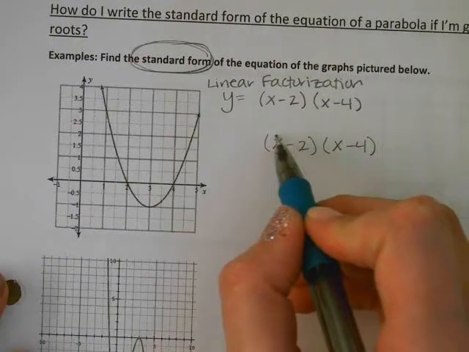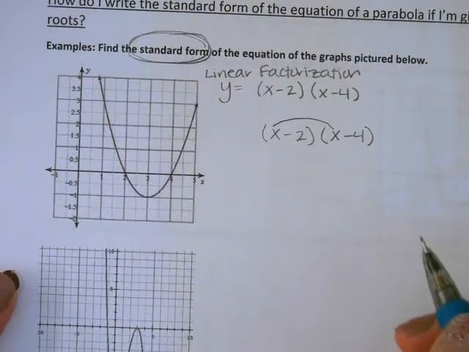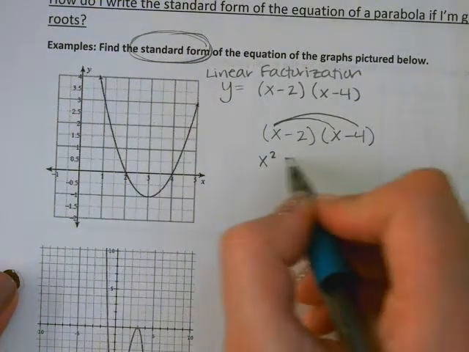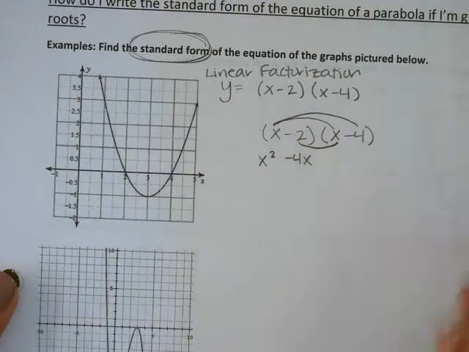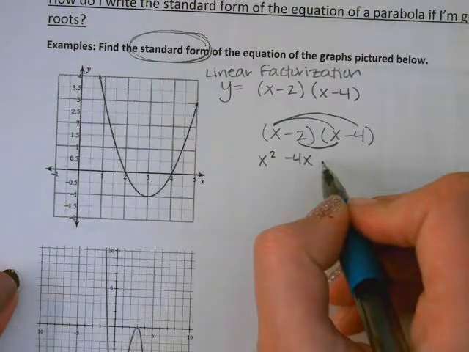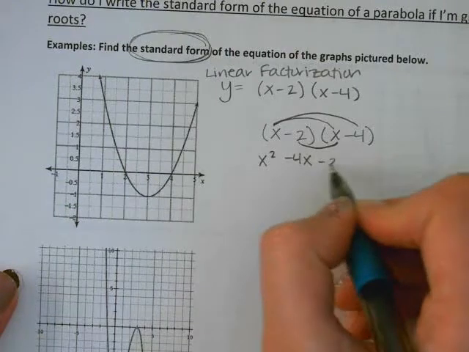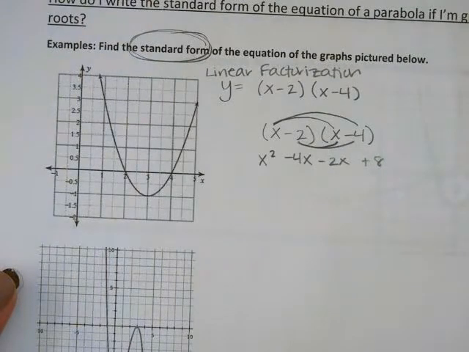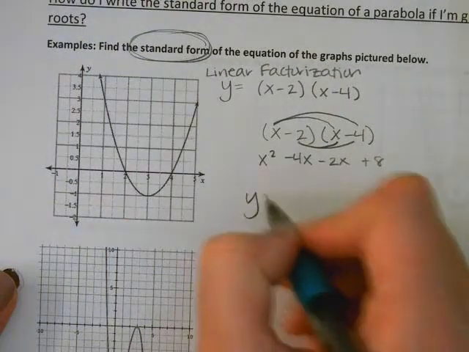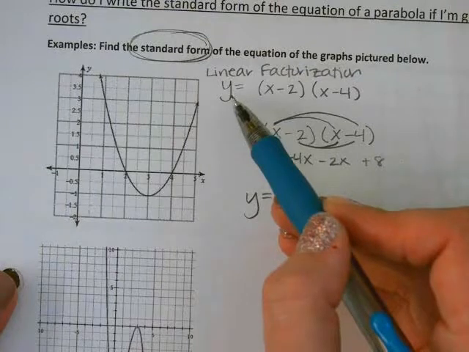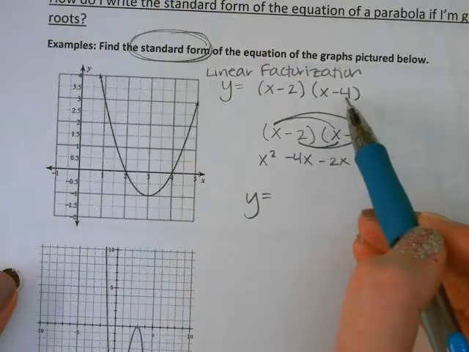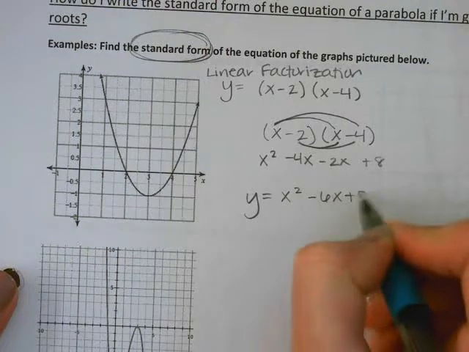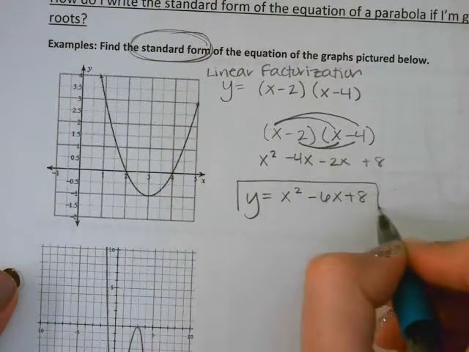So if you FOIL this, we get x times x is x squared. X times negative 4. Negative 2 times x. And then negative 2 times negative 4 plus 8. So for this one, we would say the linear factorization form was x minus 2 times x minus 4. The standard form is x squared minus 6x plus 8. So those are two different equations that represent the same graph.